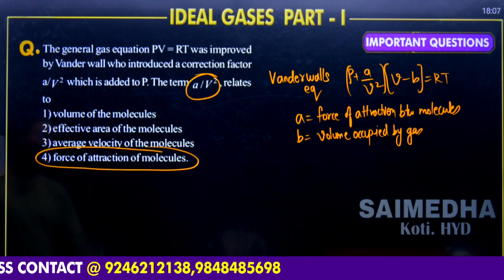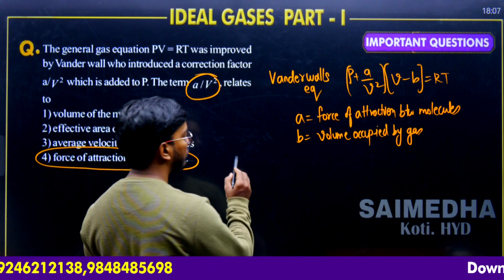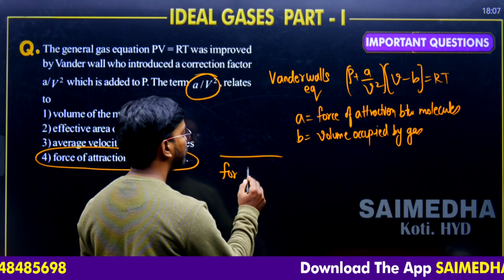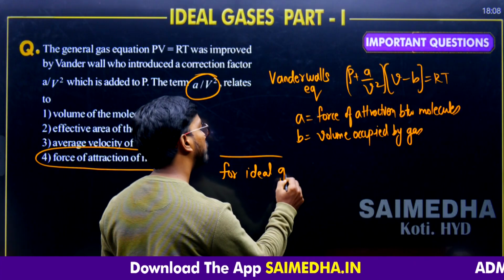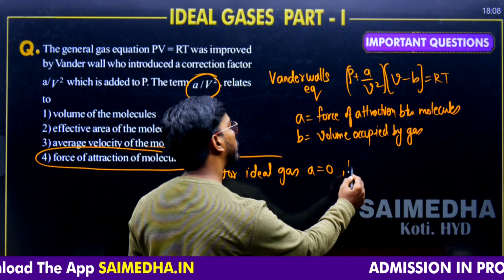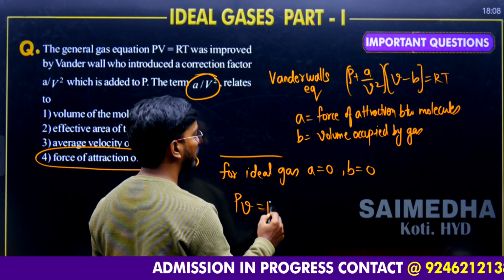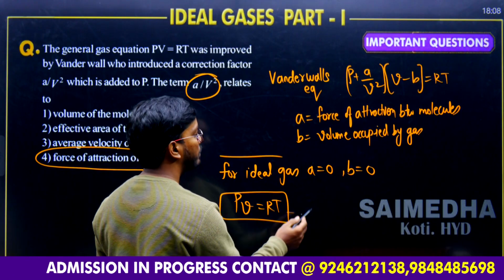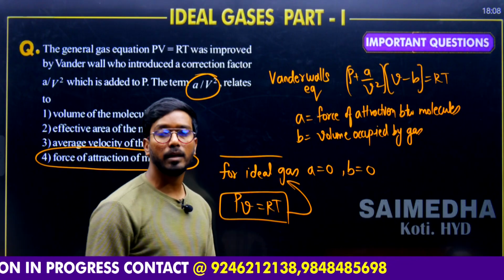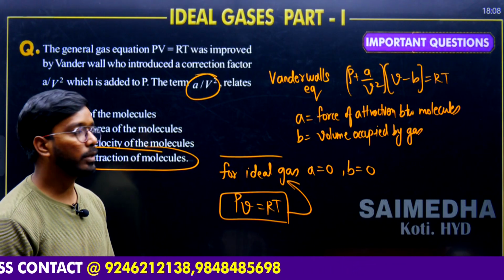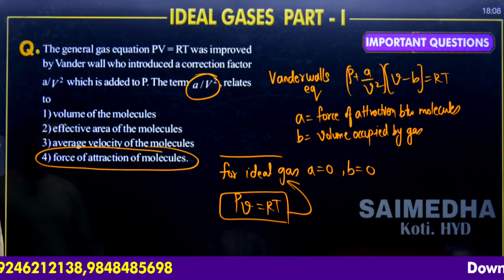Let me tell you one more important point here. What happens when A and B are assumed to be 0 for an ideal gas? For an ideal gas, A is equal to 0, B is equal to 0. That means this equation will be reduced down to what? PV is equal to RT. And this equation is called which equation? Ideal gas equation. Okay? Van der Waals and ideal gas.